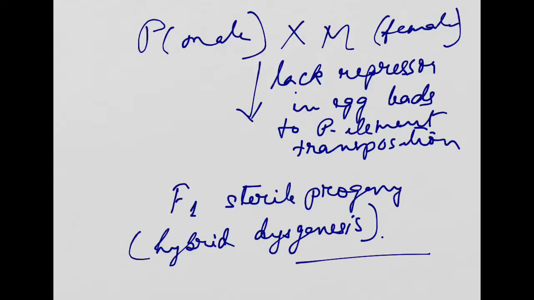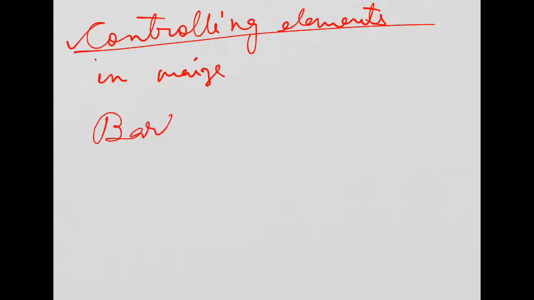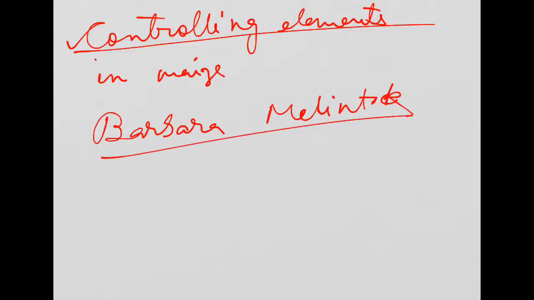Now we will see what the controlling elements are. Controlling elements are found in maize. It was first named as controlling elements by Barbara McClintock. Please check the spelling, I'm not sure about the spelling.